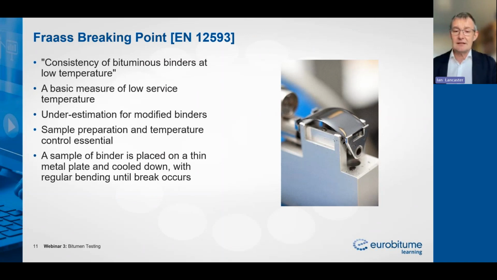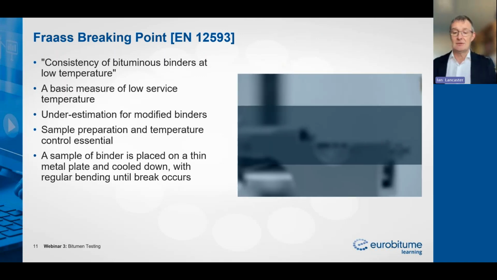In the test, we take a sample of binder, we place it on a very thin metal plate, and we ensure that we get a uniform covering of binder across the plate. You can see it in action in the image there. And then we cool it down and continue to bend it, to continue to flex it as it cools down, and then eventually there'll come a point where a crack appears. And the point that crack appears is what we call the Fraass breaking point.